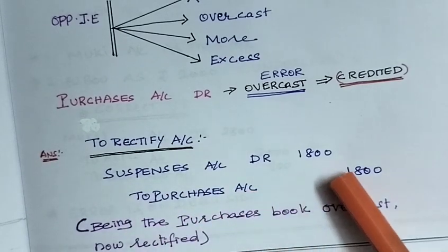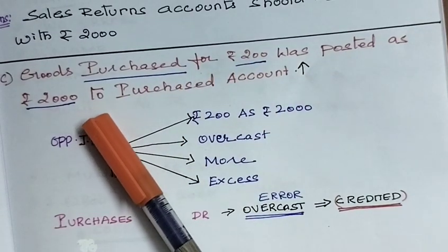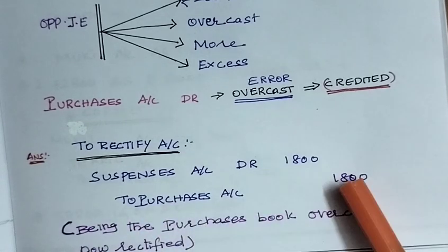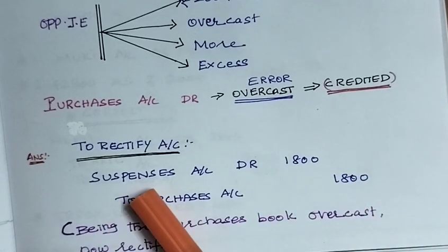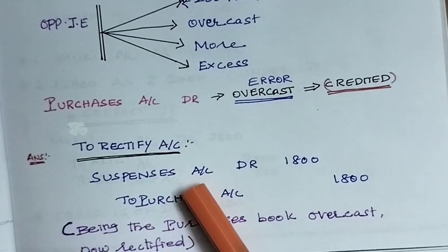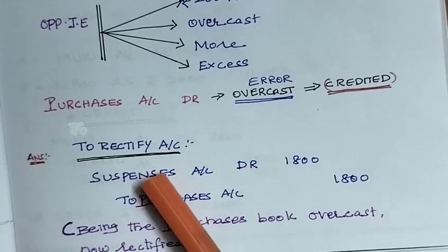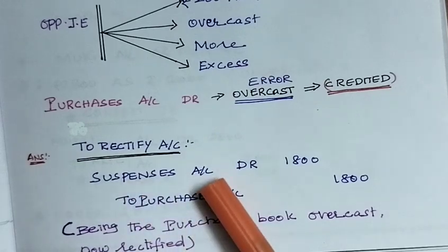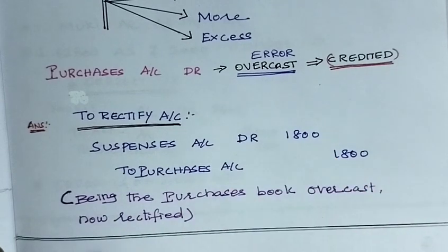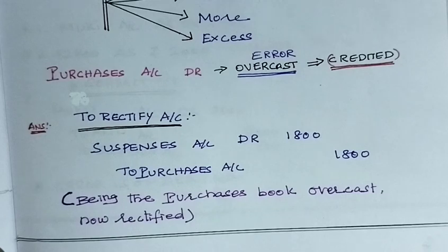So to purchases account 1800 rupees, we have to subtract 200 from 2000, we will get 1800. So purchases account will be credited. In the opposite account you have to create the suspense account, then only the trial balance will be tallied. So suspense account is to be debited. Suspense account debit 1800 to purchases account 1800 rupees. The narration is being the purchases book overcost, now rectified.